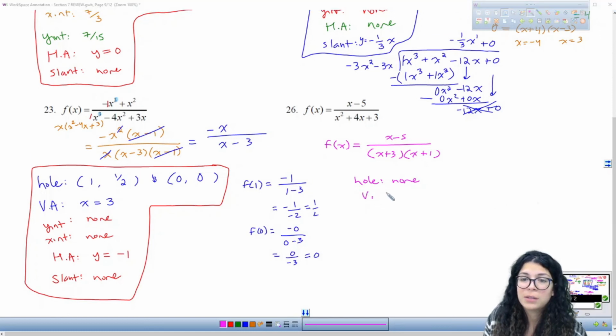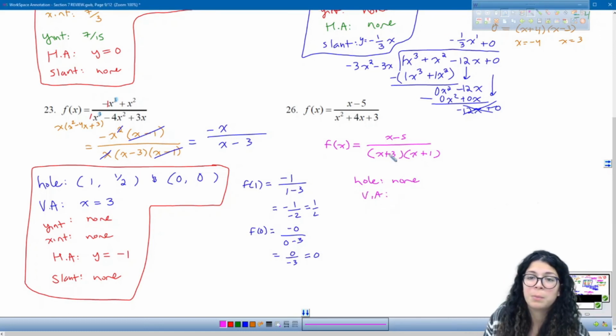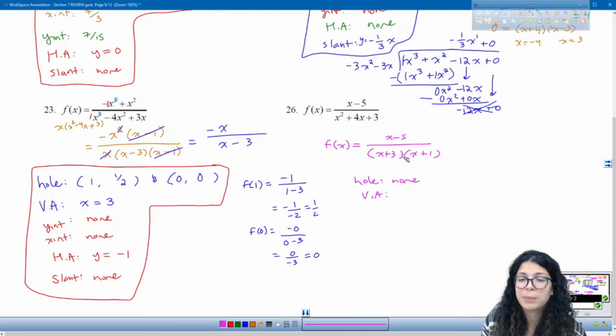The vertical asymptote, there are 2 of them because both of these do not cancel, so both of them are not removable. One is at x equals negative 3, and the other one is at the line x equals negative 1. Then we can go ahead and find the x-intercept.